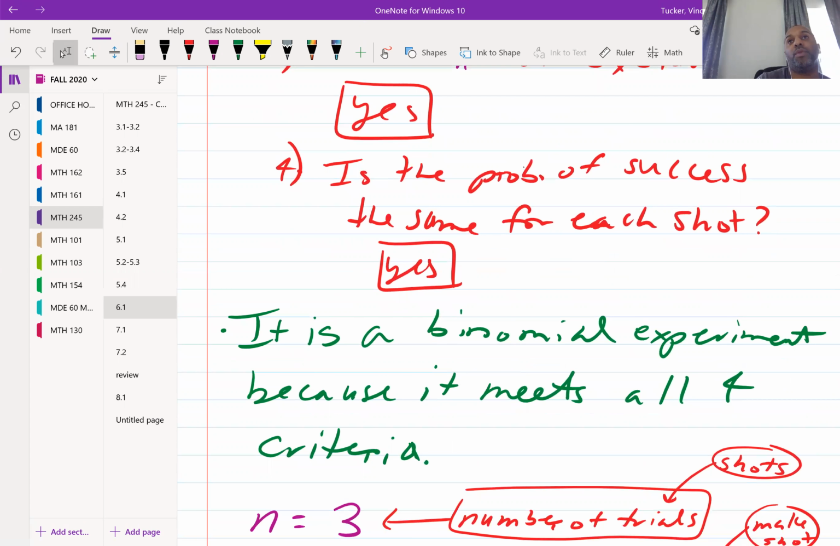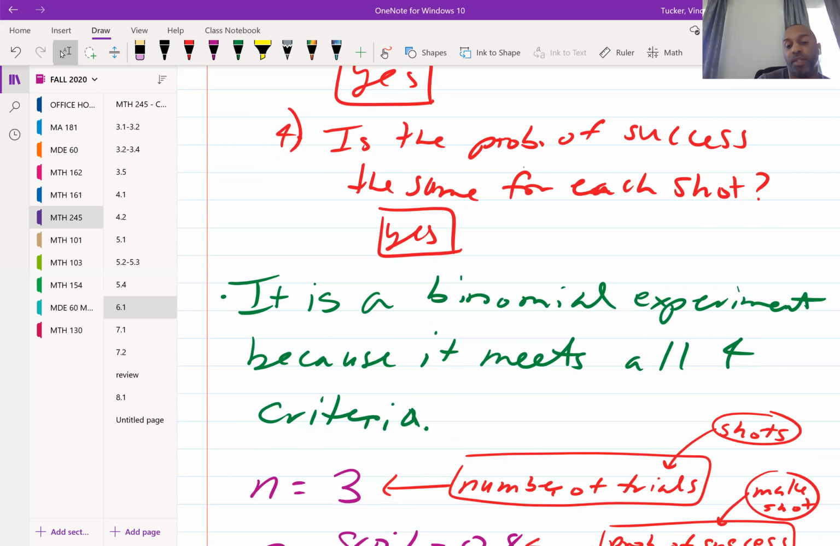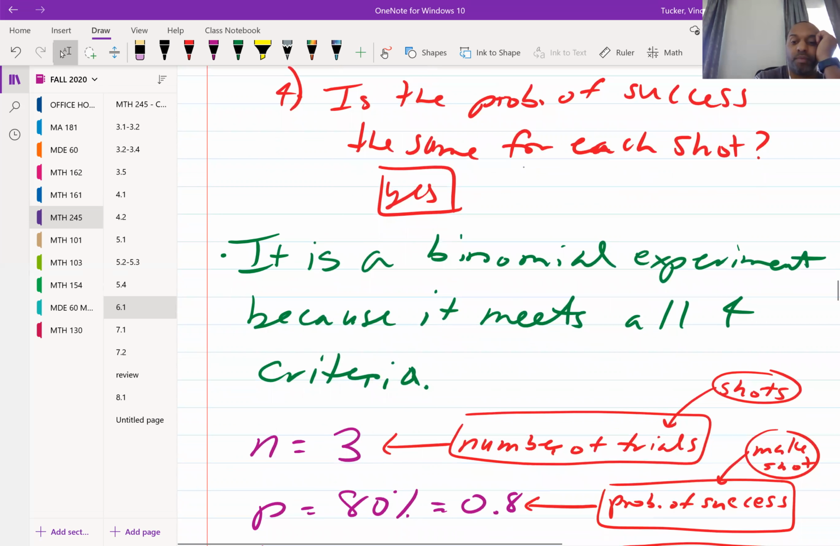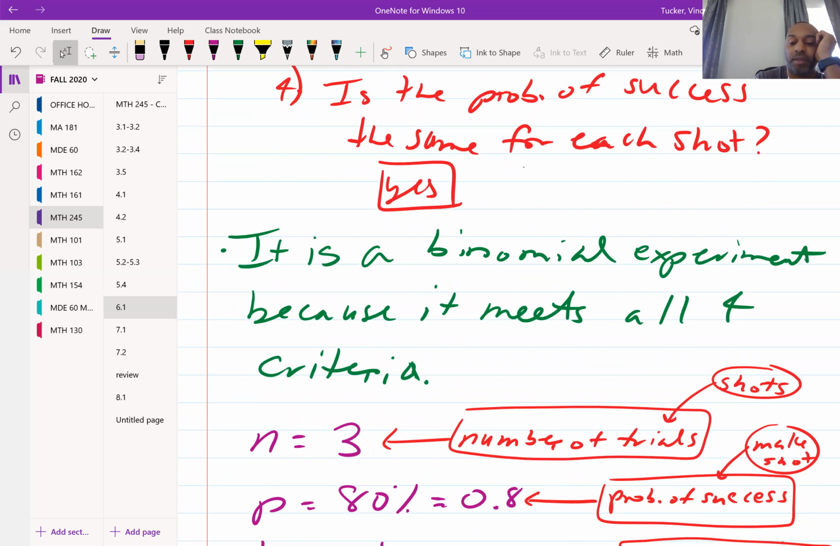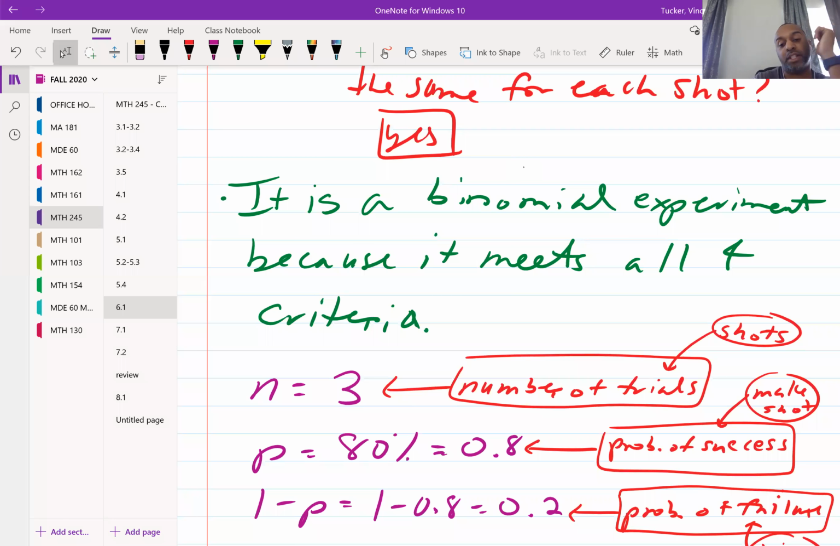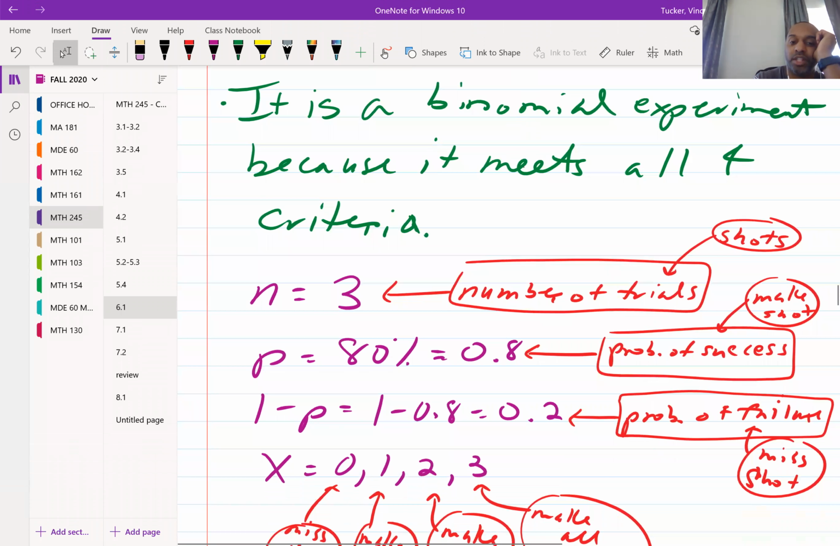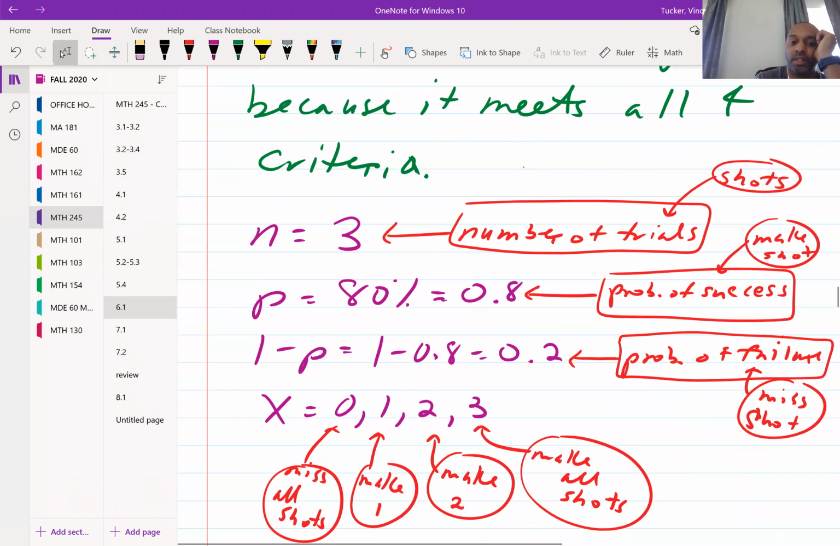All right, so now they want us to list the number of trials. That's n. N is equal to 3. You had 3 shots. Probability of success was 80%, so that's 0.8. Probability of failure is 1 minus the 0.8, which is 0.2.